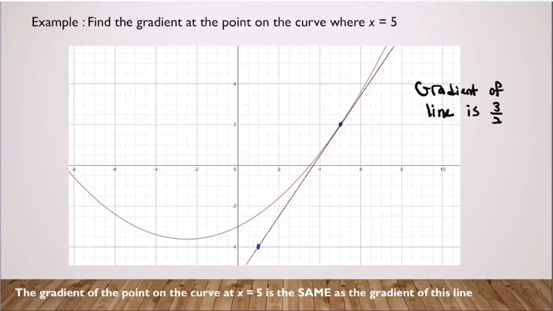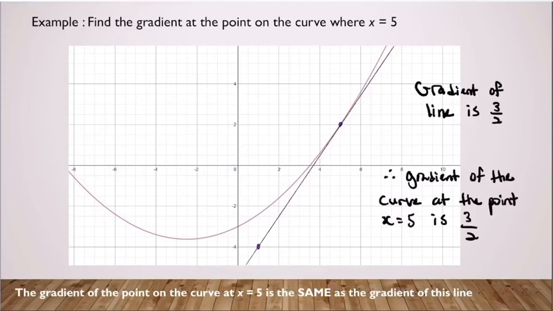So why are we finding the gradient of the line while we were trying to find the gradient of the point on the curve? Now, this is the most important part of this section. The gradient of the point on the curve where x equals 5 is the same as the gradient of this line. I repeat, the gradient of the curve at that point is the same as the gradient of this line. Therefore, the gradient of the curve at that point that we have been trying to find is 3/2.